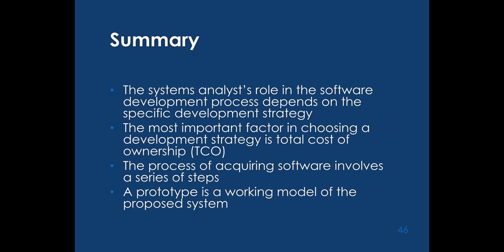The most important factor in choosing a development strategy is total cost of ownership, or TCO. You have to include every aspect of the cost of that product. The process of acquiring software involves a series of steps that I mentioned in the slides already. And a prototype is a working model of the proposed system. So these are what we have to know about system development strategies.